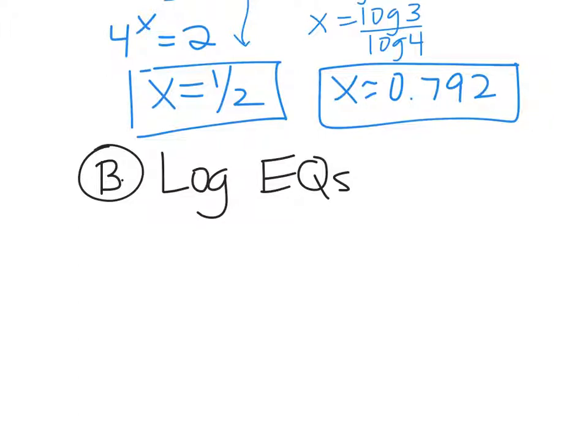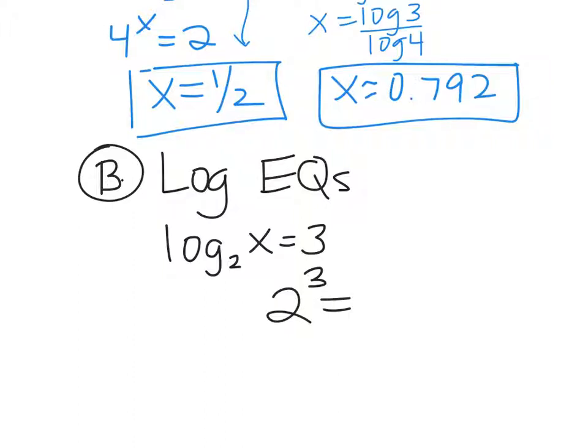Okay? You do this all the time. Like we just did one, remember? Log base 2 of x equals 3. How did we solve for x? We were trying to find x, right? How would we solve for x here? You go 2 is the base. The exponent is 3, so x would be 8.